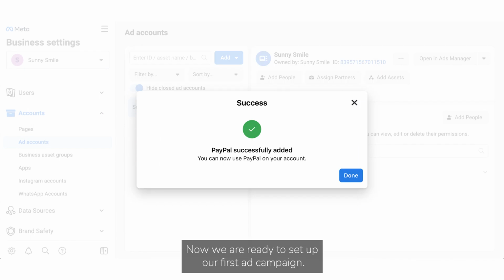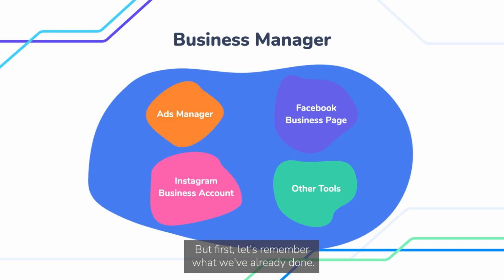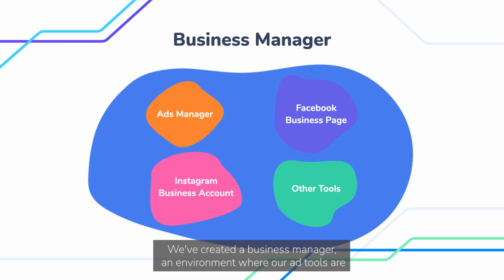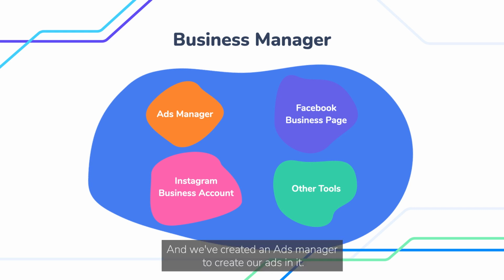Now we are ready to set up our first ad campaign. But first, let's remember what we've already done. We've created a Business Manager, an environment where our ads tool are placed. We created a Facebook business page to broadcast our ads on Facebook. We created an Instagram business page to show our ads on Instagram. And we've created an Ads Manager to create our ads in it.